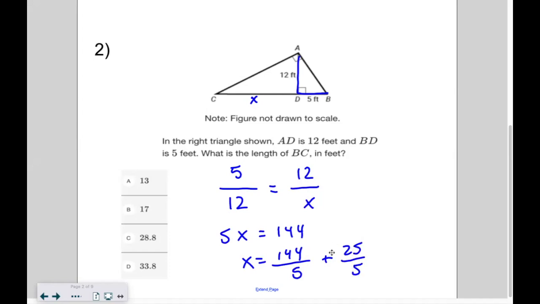You just add 25 over 5 and you get 169 over 5, which is 33.8. So again, I would just use a calculator there to figure out at any point. The 144 over 5, you would have got 28.8, and then you add 5 and you get 33.8. All right, let's now move on to our actual review problem.